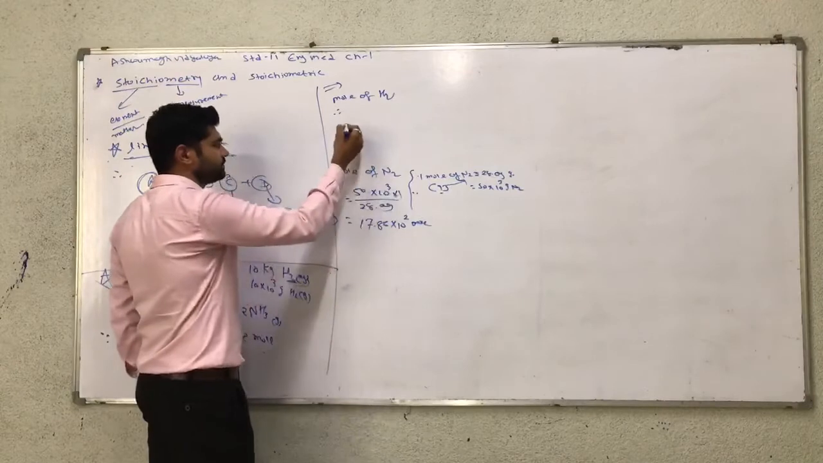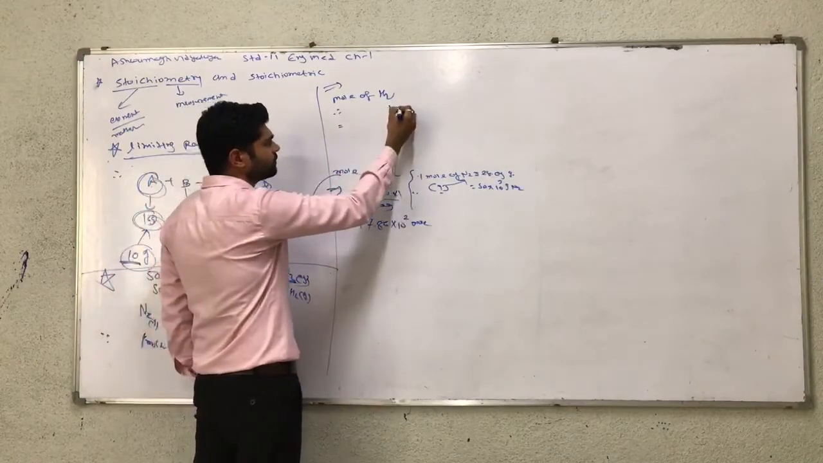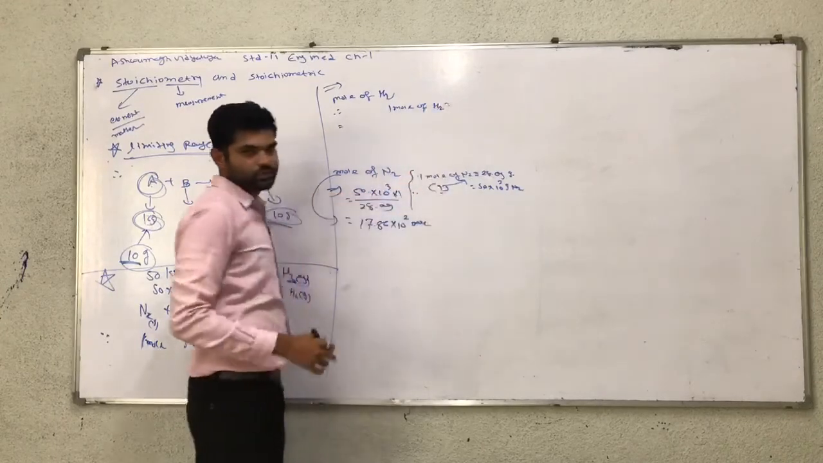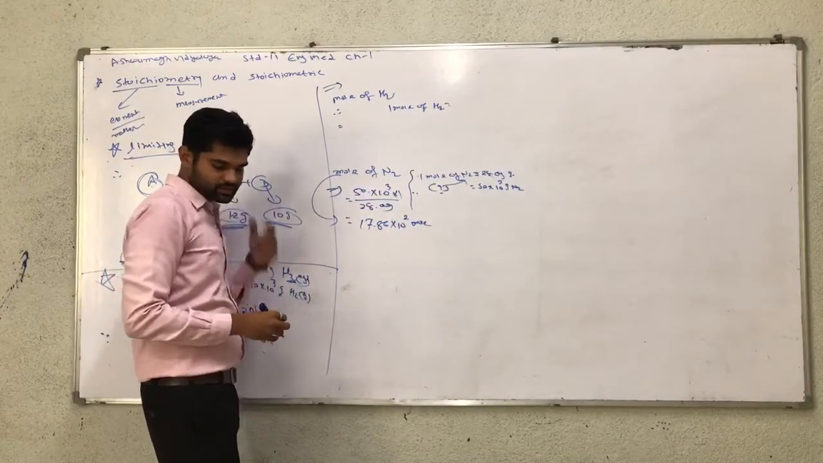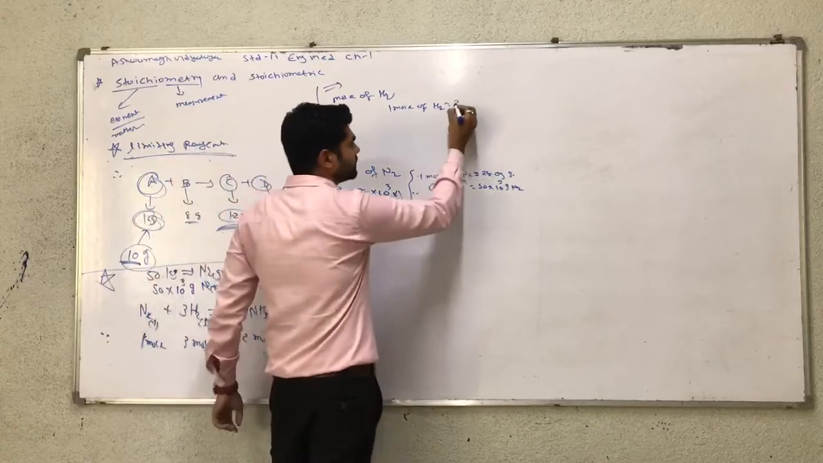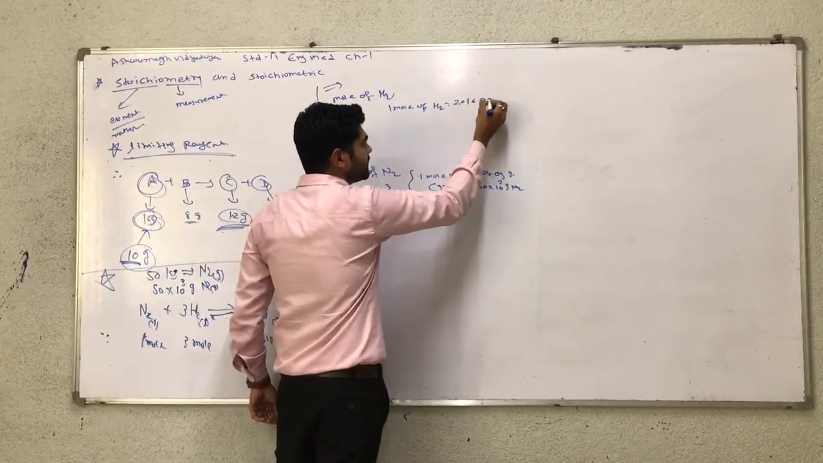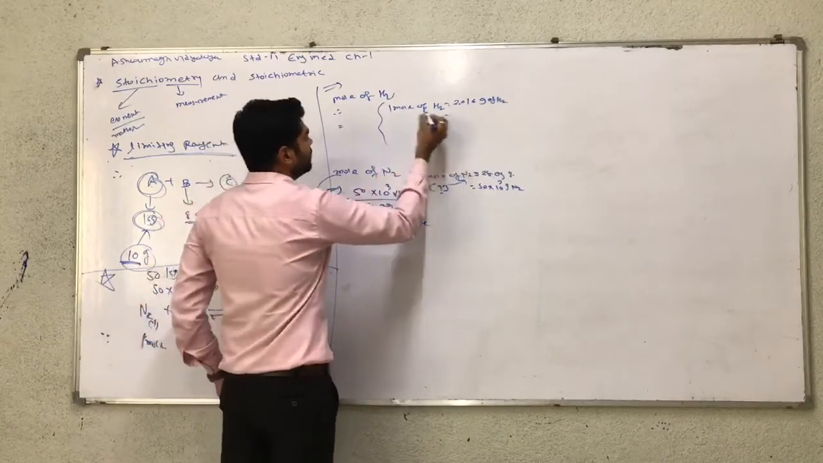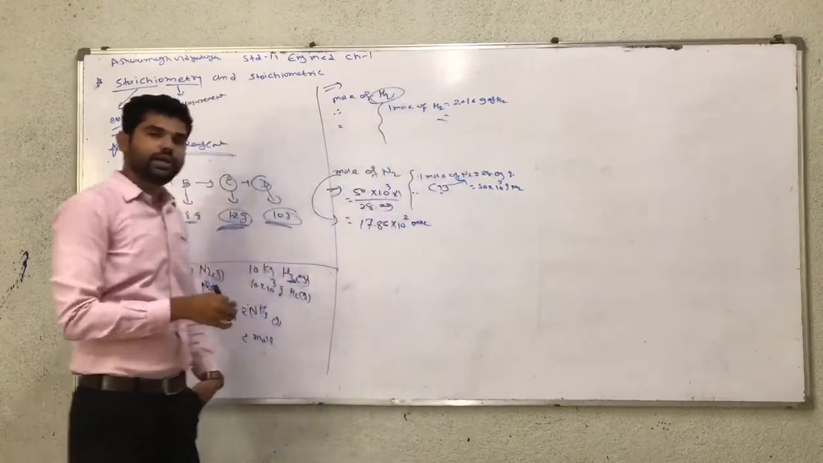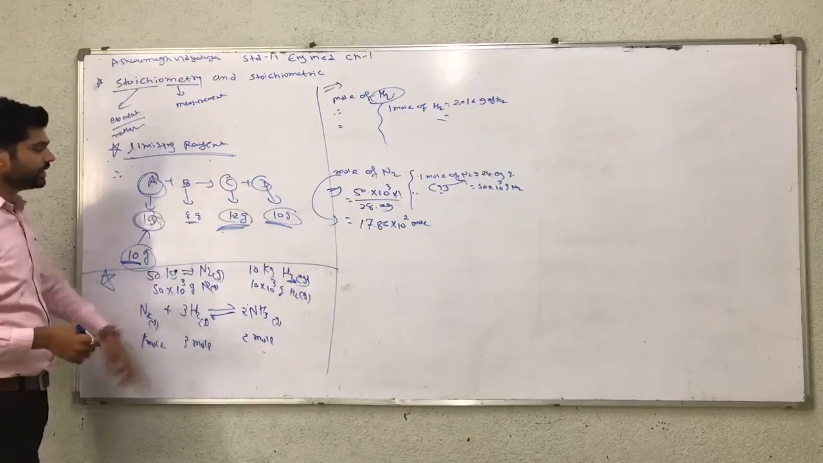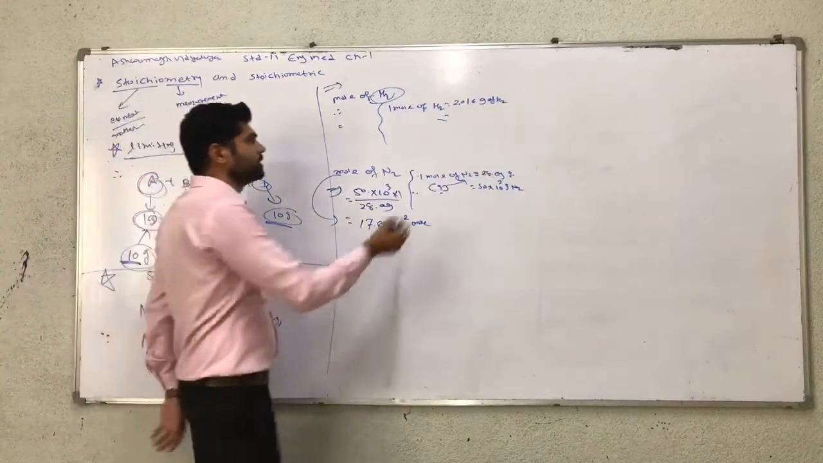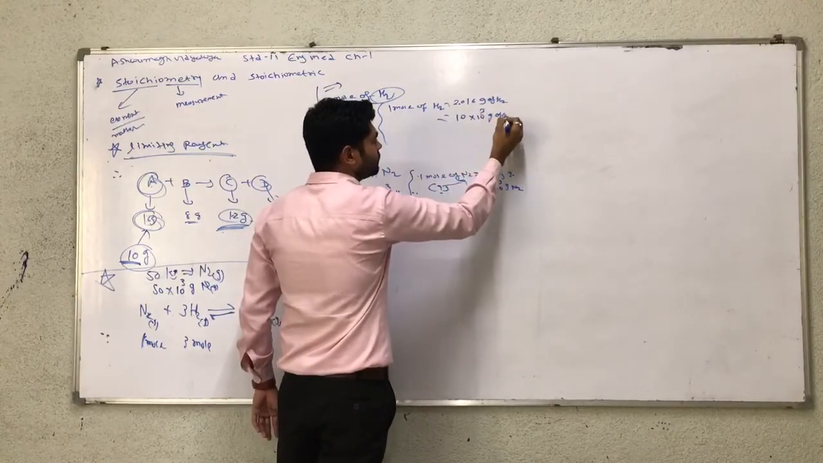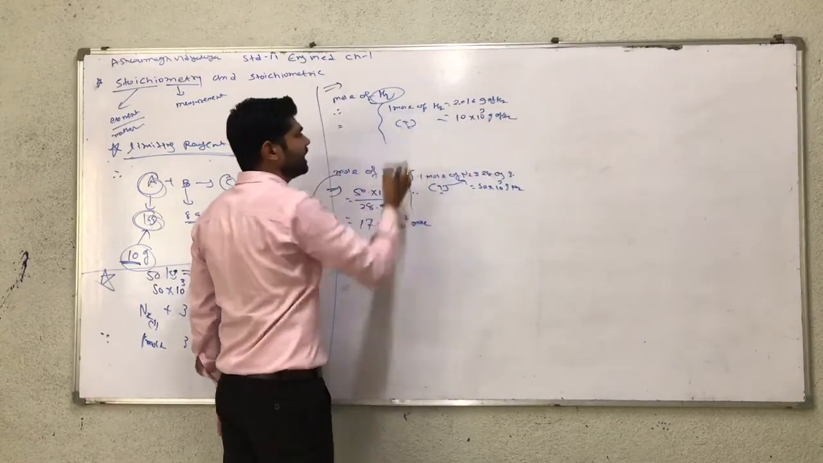In a similar way, 1 mole of H2 is equal to how many grams? The answer is 2.060 grams of H2. Similarly, we are given the value of H2, which is 10 kg. So 10 into 10 raised to 3 grams of H2 is equal to how many moles?